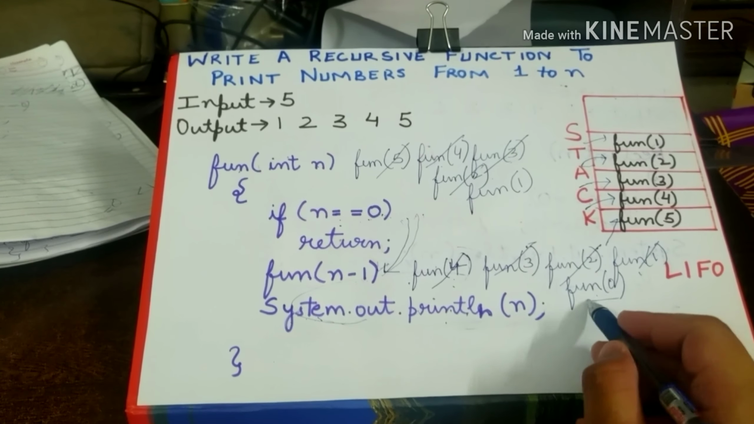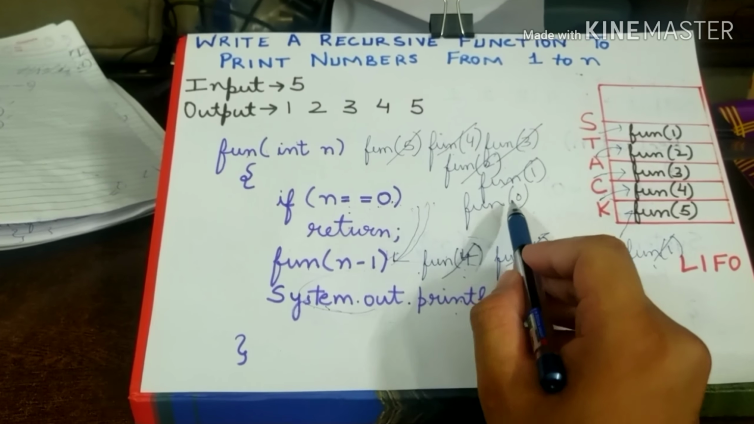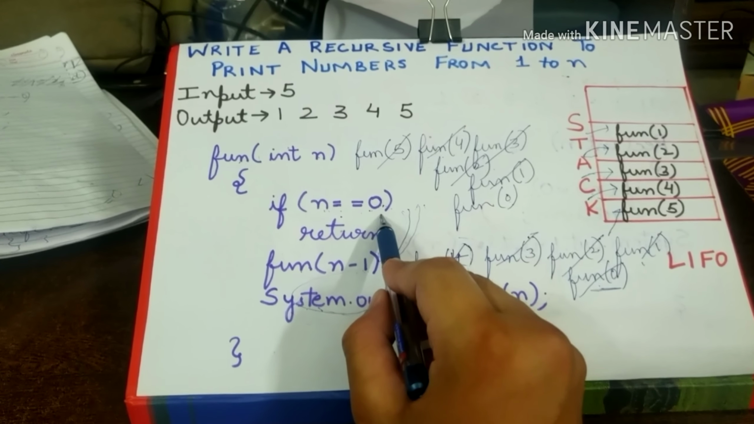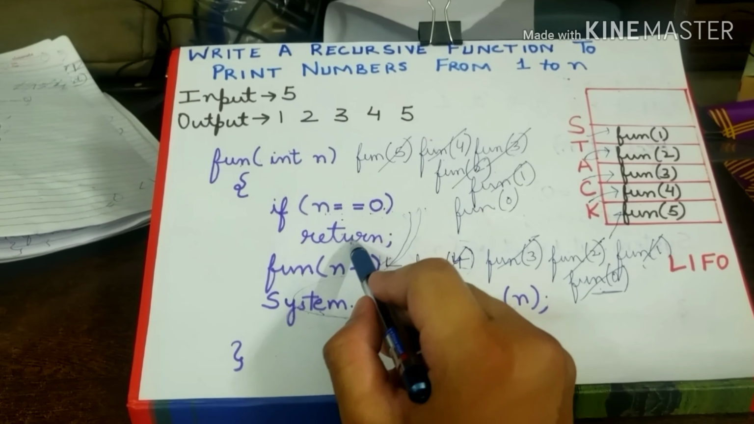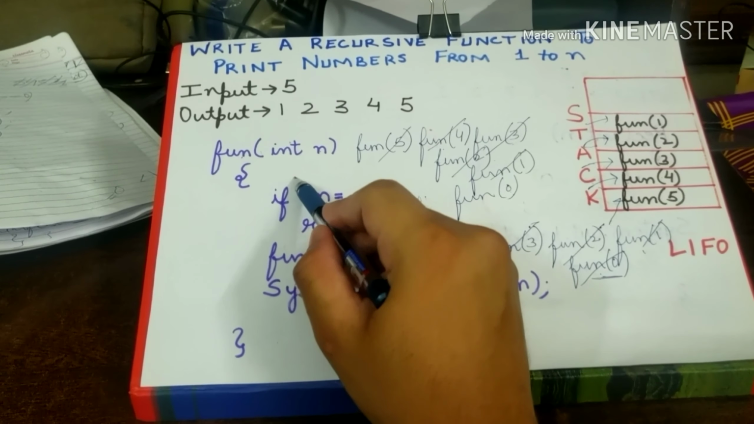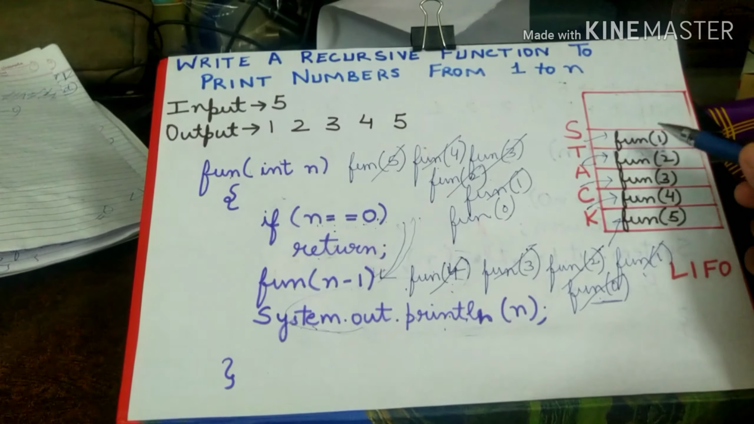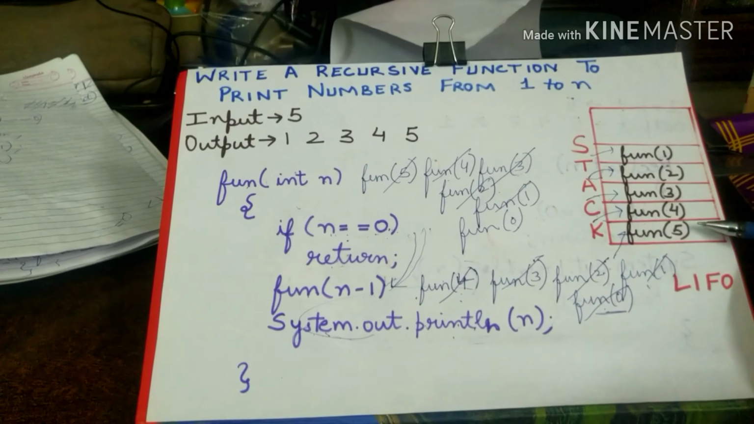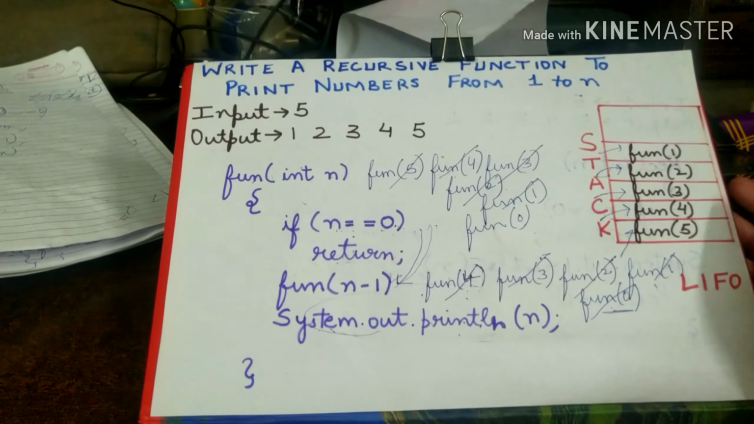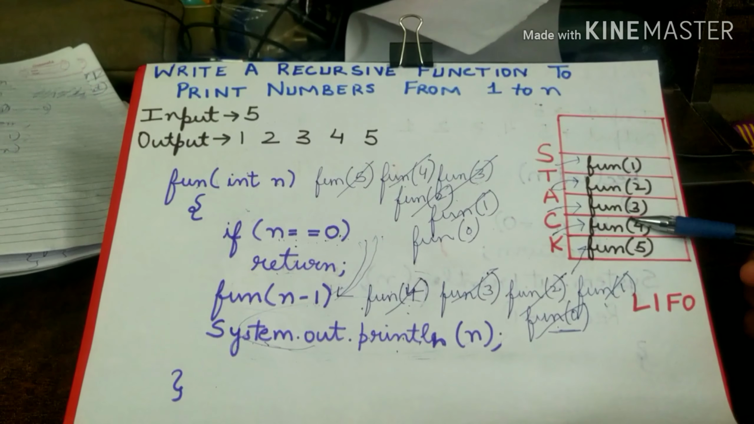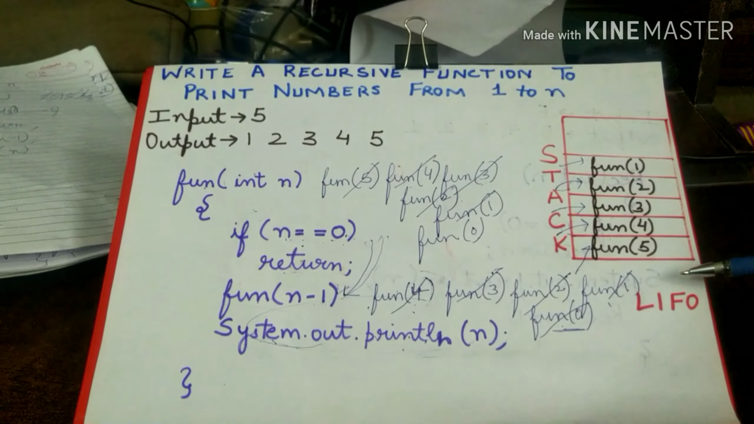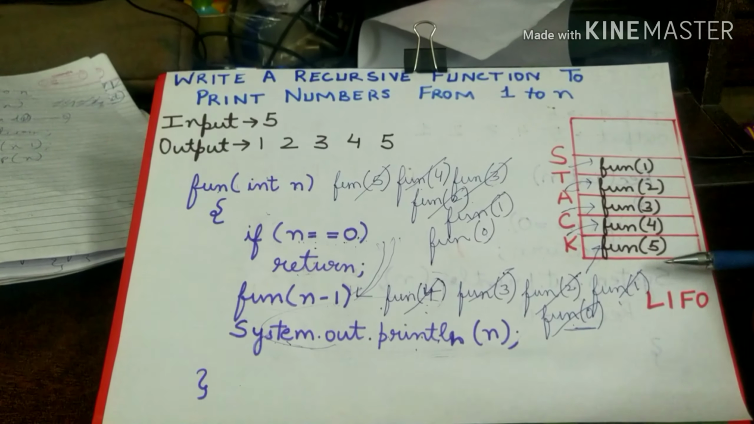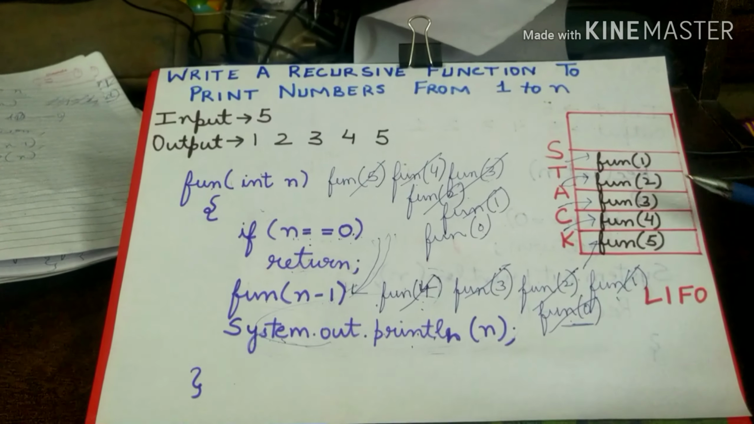Now the fun 0 method will be called. Now n is 0. So n equal to 0, yes, it satisfies the condition, so it will return from the method. Now what we have in the stack is fun 1, fun 2, fun 3, fun 4, fun 5. As I already told you, the stack follows the LIFO method, that is last in, first out. Whatever comes in last will get out first from the stack.